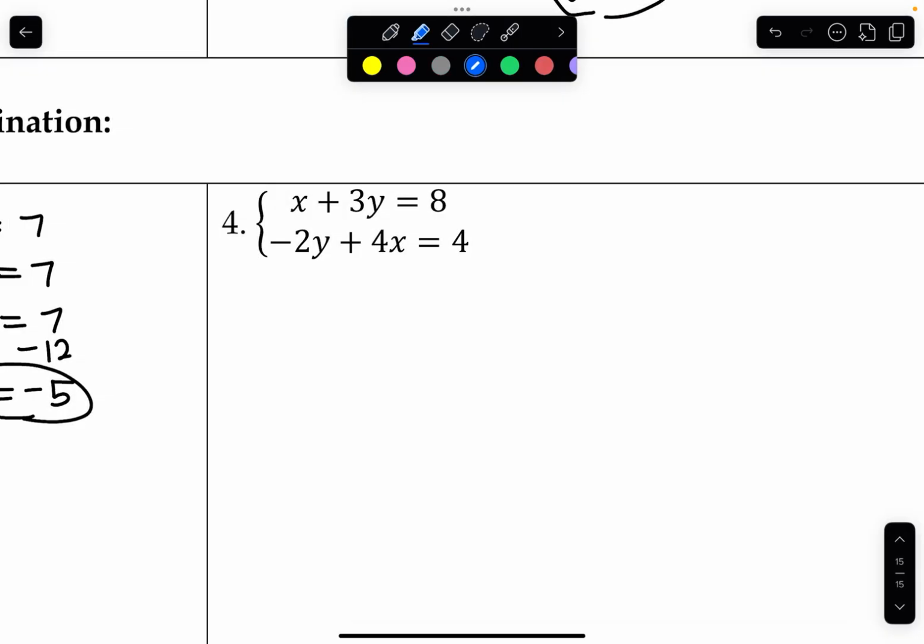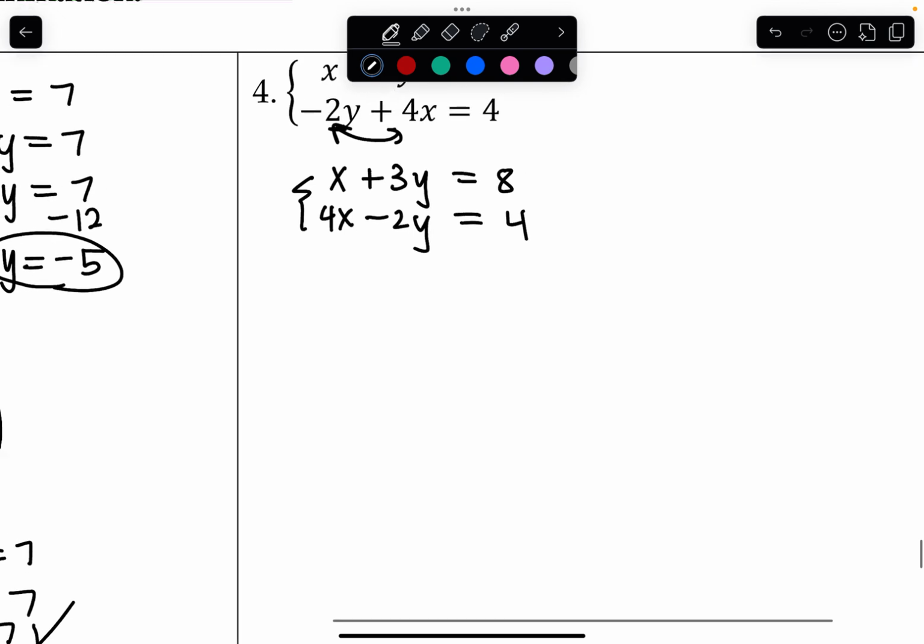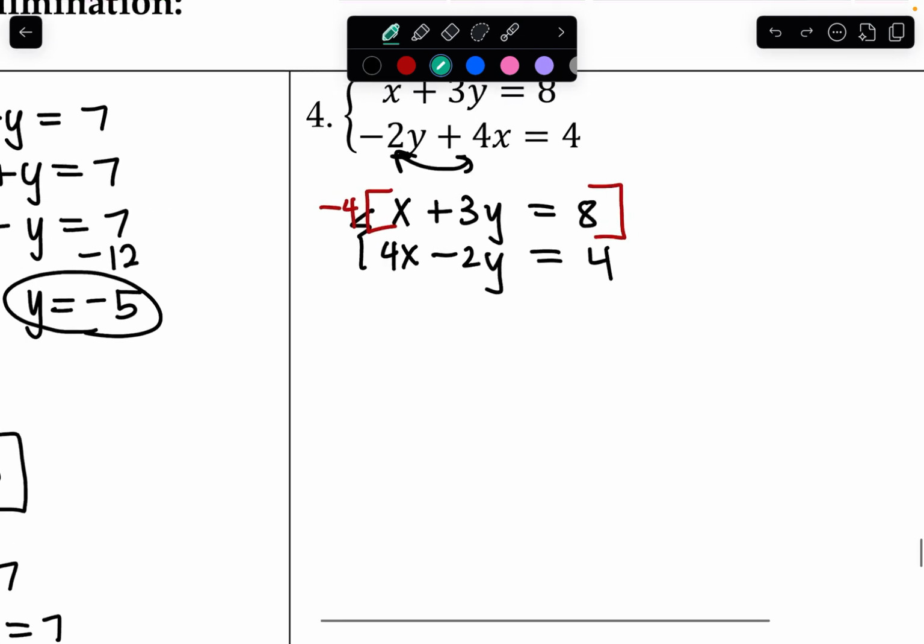Okay, on this next example, be careful because the x's and y's are not lined up. So the first thing you want to do is rewrite this equation so that the bottom equation switches the x and y's. So we need the 4x, then the -2y equals 4. And so I think the easier thing to do is multiply this top equation by -4 so that the x's will cancel. If we try to cancel the y's, it's going to be harder to get a 0 pair because we'd have to change both equations.